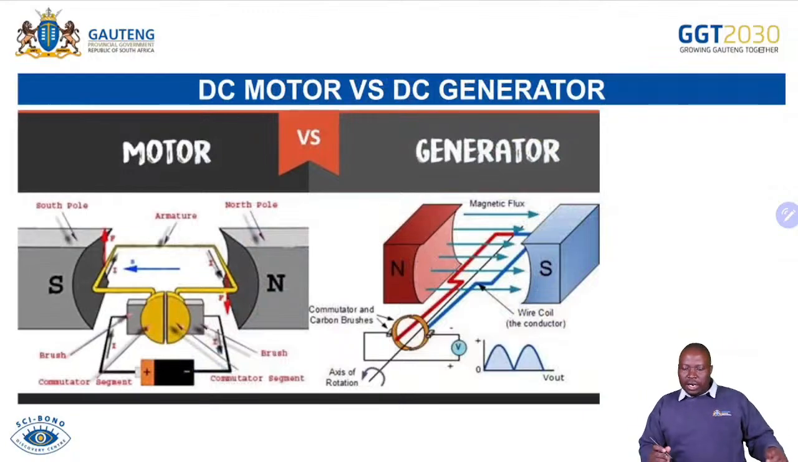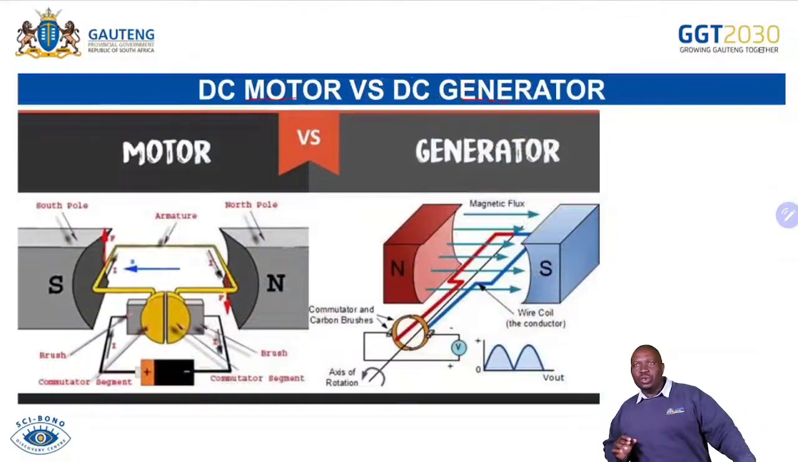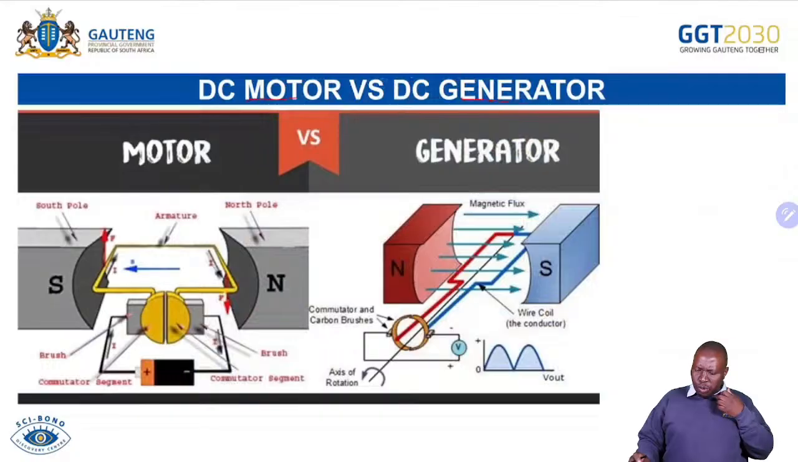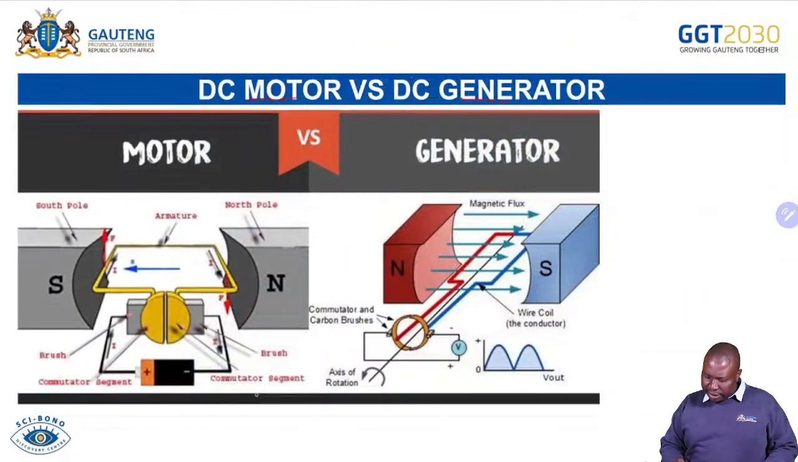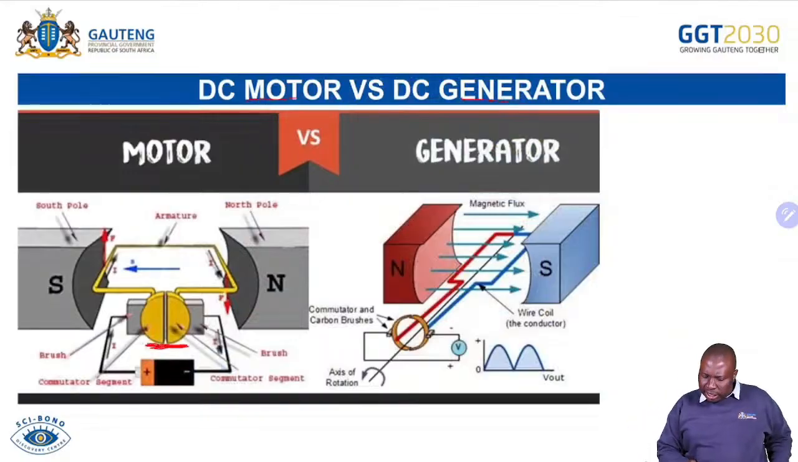Now, I told you already that both motors and generators have a direct current version: the direct current motor and the direct current generator. So let's look at them. What makes them direct current? You can see this one in yellow that I was telling you about. That is what we call a split ring. Remember I said a split ring has another name. Another name of a split ring is commutator. So they have a commutator.